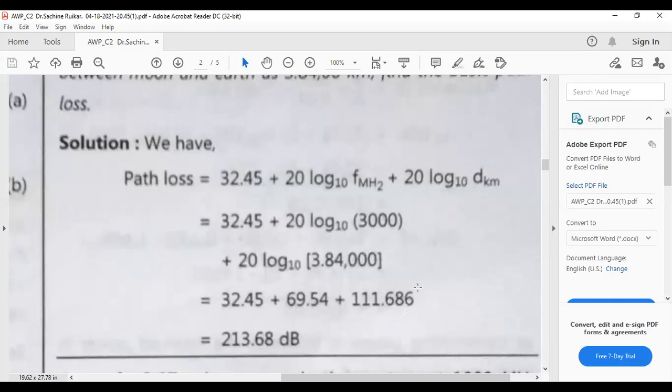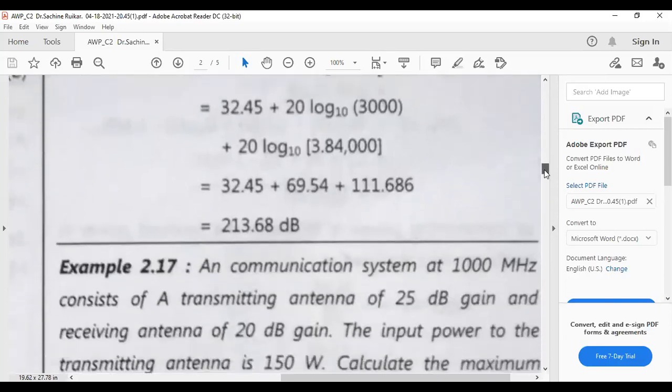111.686. So in this way you will get 213.68 dB. Go for 2.17.